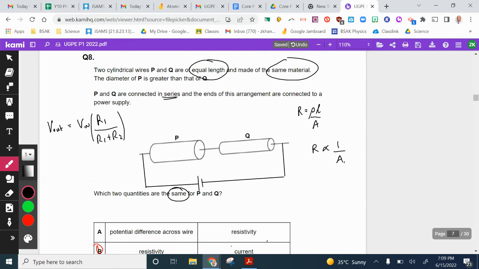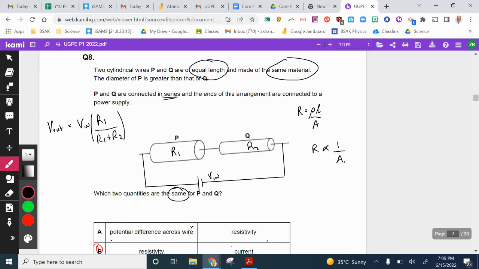Because this is a series circuit, P is going to have its resistance and Q is going to have its own resistance, because they have different cross-sectional areas. That means the voltage provided by the power supply is going to be shared, well, not equally, because the resistances are not equal. So the potential difference across each of P and Q is going to be different, because the ratio of resistances is different. Therefore, the output voltage at each point is going to be different.